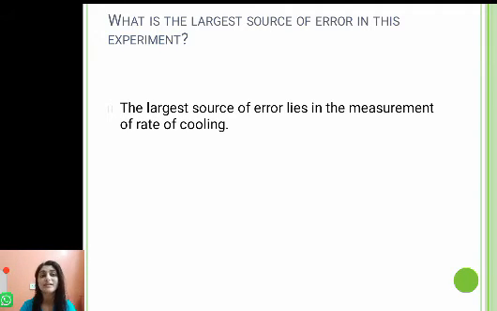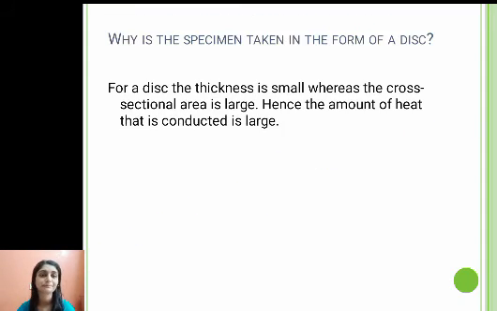Now in this experiment, what is the largest source of error? Here we are measuring the thickness of the disc, then we are measuring the diameter of the disc, then with time we find out the change in temperature. Now the largest source of error in the measurement is that of the rate of cooling, because if you have done this experiment, you know that the temperature falls very rapidly with time, and you are noting down the readings every 30 seconds. So when you note down the rate of cooling, there is a large chance of having error in that reading.